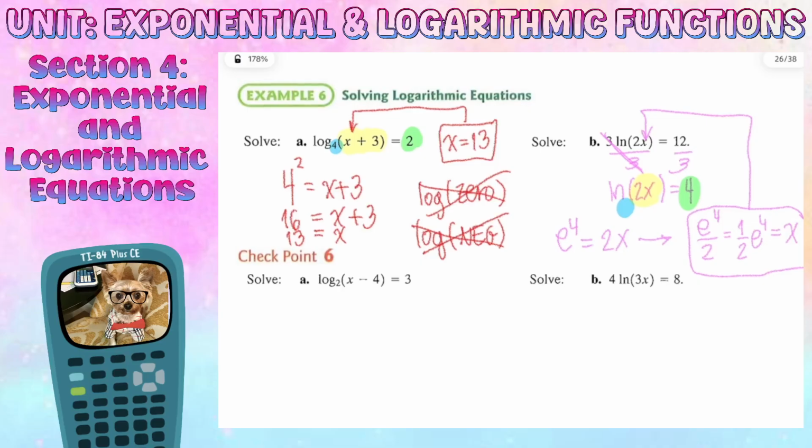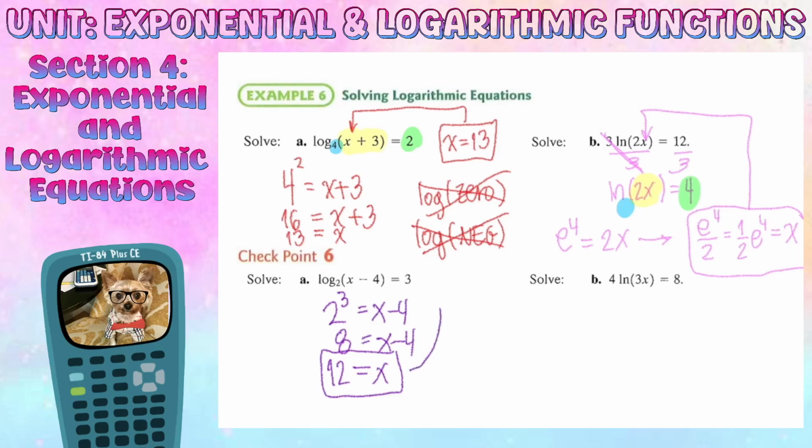Now let's look at checkpoint 6. For checkpoint 6, it's just like example 6a. So we will rewrite 2 to the 3 equals x minus 4. 2 to the 3 is 8 equals x minus 4. Add 4 to both sides and x equals 12. Take that 12, plug it back in. 12 minus 4 is 8. That number is good to go. It will be totally fine.